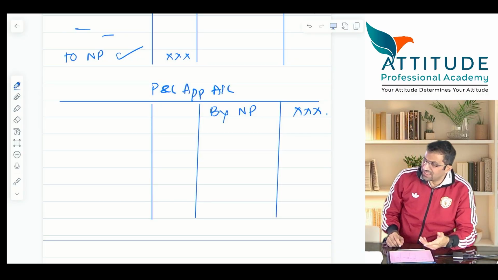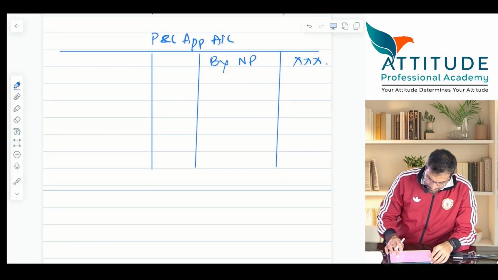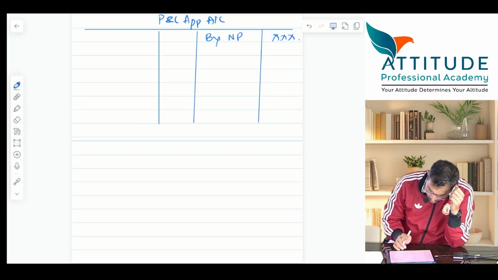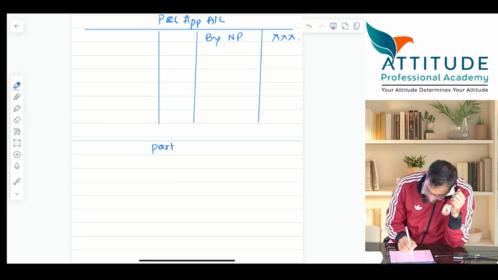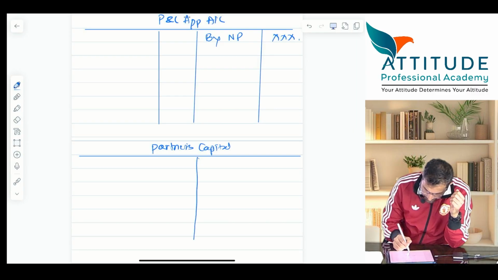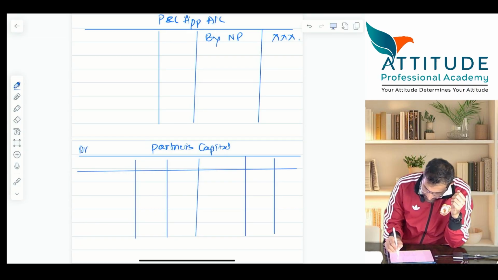Sir, then please show us the P&L appropriation account. How P&L appropriation account will look. I'll just take an example here. Have a look at it. I have given P&L appropriation account here. I'll also open partners capital because both are connected. Partners capital, assuming there are only two partners. Partners capital, debit, credit. A and B are partners.